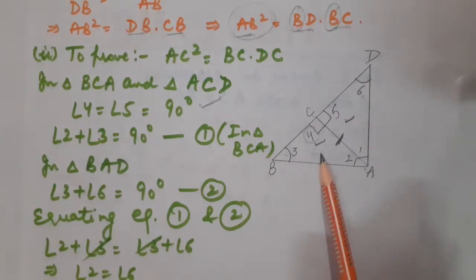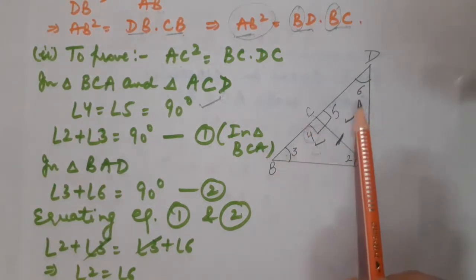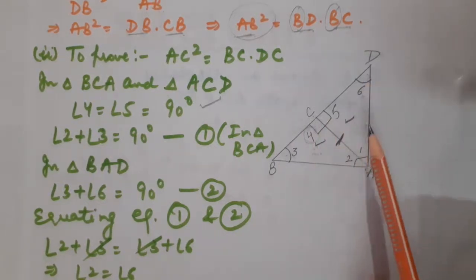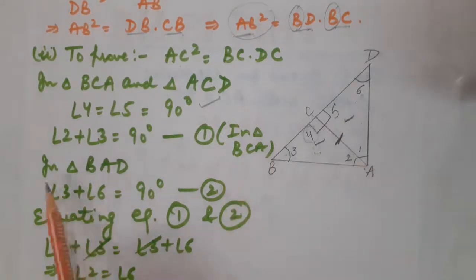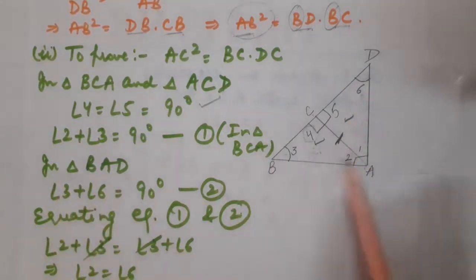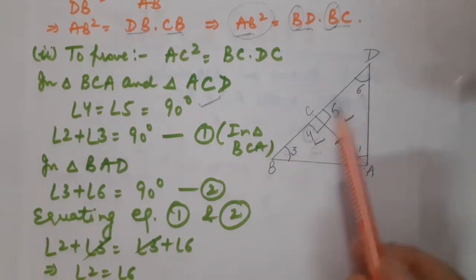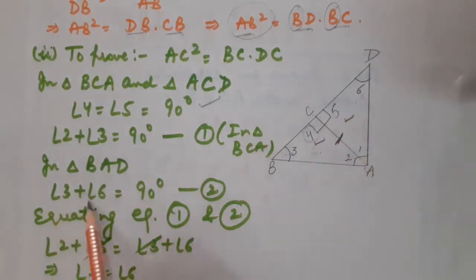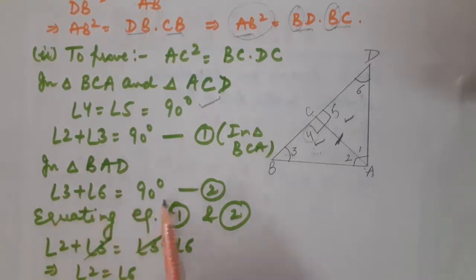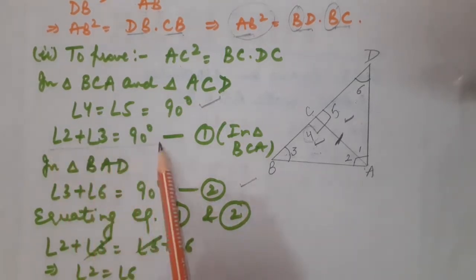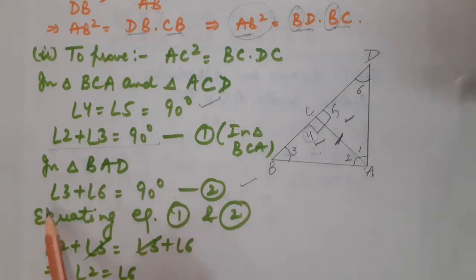Here I have taken this triangle, that is triangle BCA. You could take this one also, which one? That is ACD. Could also be taken. This is one and the same thing. So in triangle BAD, means the bigger one BAD, again you leave this 90 degree and take the sum of rest 2. That would give you the sum as 90 degree. That is angle 3 plus angle 6 is equal to 90 degree. Let it consider as equation number 2. Now in equation number 1, angle 2 plus angle 3 is 90 degree. In equation 2, angle 3 plus angle 6 is 90 degree.